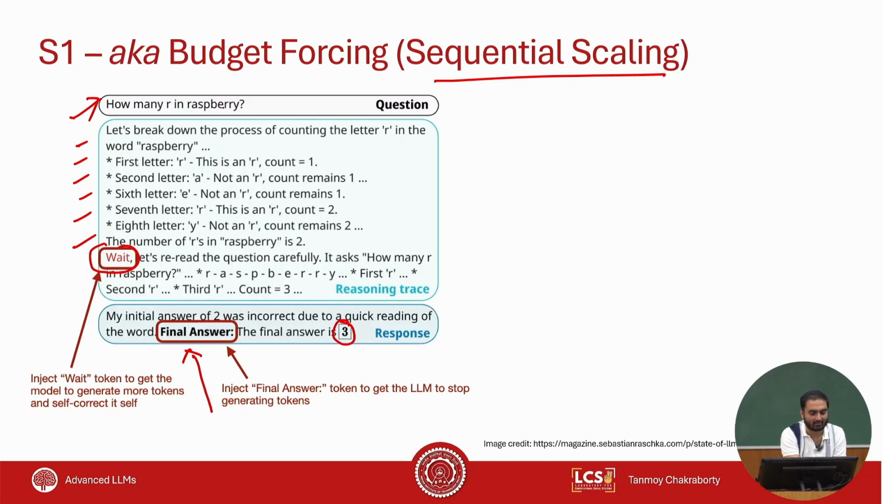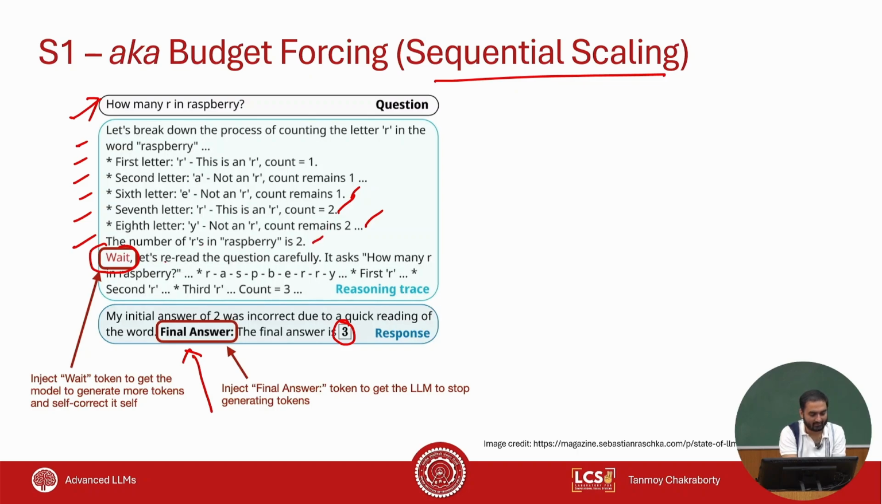So look at here. How many R's are in Raspberry? The model says, let's break down the process of counting the letter R in the word Raspberry. First letter R, this is an R, current count is 1. Second letter A, not an R, count remains 1. Sixth letter E, not an R, count remains 1. Seventh letter R, this is an R, count 2. Eighth letter Y, not an R, count remains 2. The number of R's in Raspberry is 2.